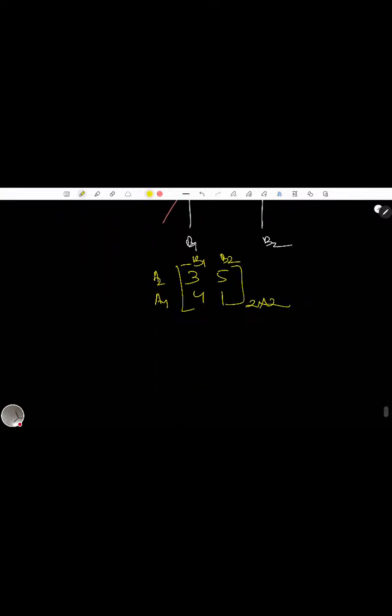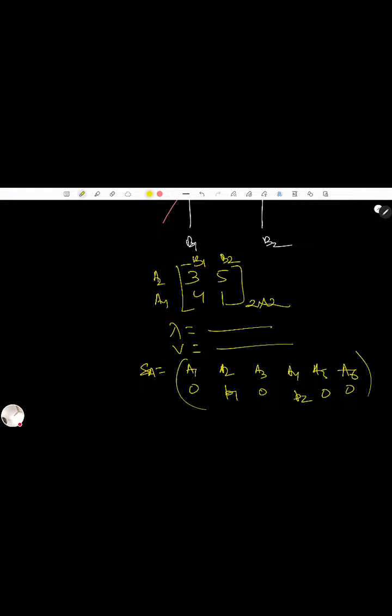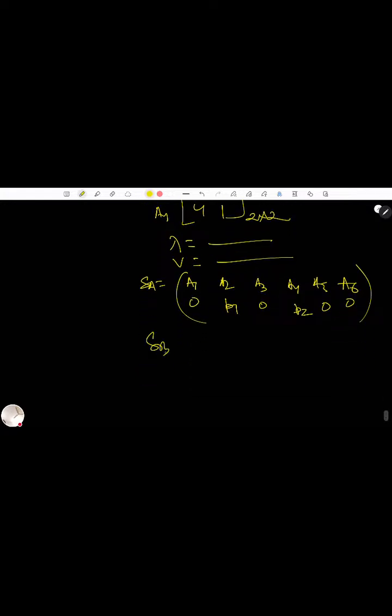Since it is a 2 cross 2 matrix, you know what lambda is, you know what V is, and thereafter your SA will be A1, A2, A3, A4, A5, A6. Your A2, A4 have P1, P2, and the rest are dominated, meaning they are 0. And for B it is B1, B2, Q1, Q2. So you find all these values and substitute here.